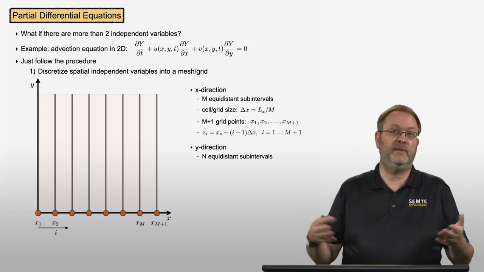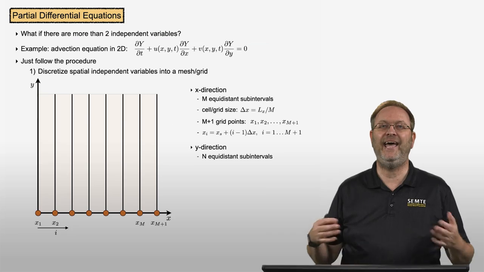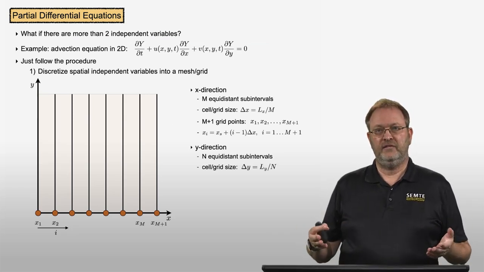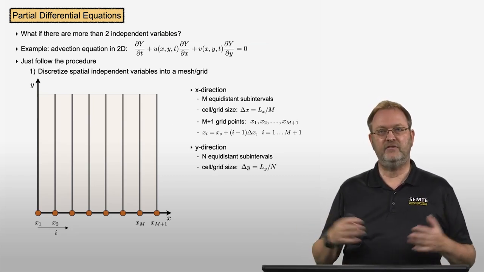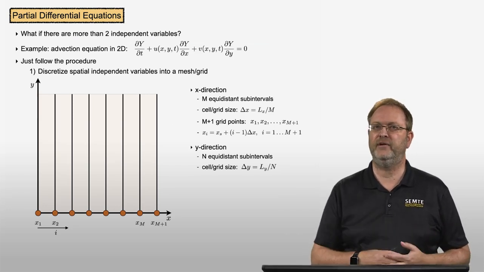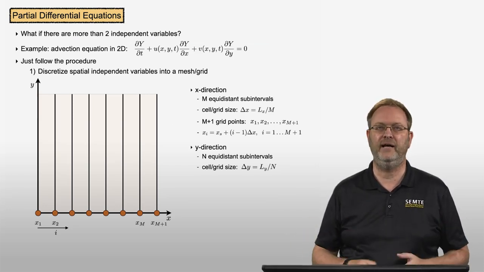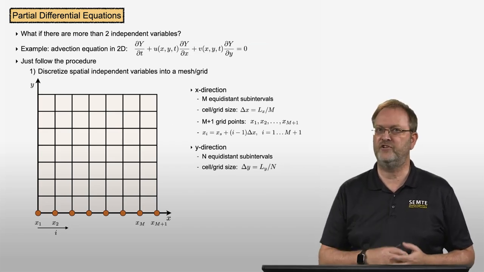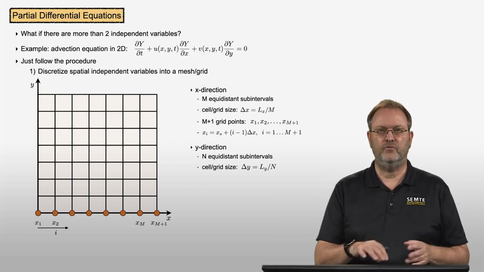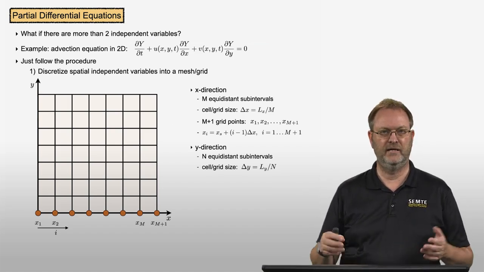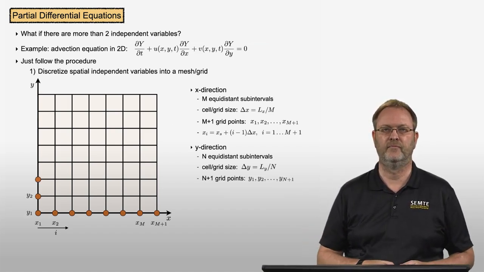But now we also have a vertical direction, a y direction. Let's split that direction up into n equidistant subintervals. If we do this, then the size of each one of these subintervals, delta y, is the length in the y direction, Ly, divided by uppercase N. So if I chop it up in the y direction as well, I get this regular lattice, all of these individual little squares or rectangles.